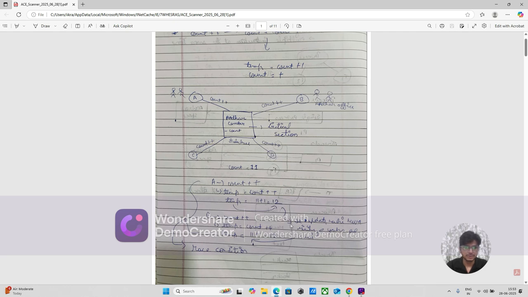But this is not safe because of timing. In the meantime, B is running in parallel, so it also does 11 plus 1 equals 12. But it has to be 13, yet it is 12. So this is the problem, and this problem is called a race condition.